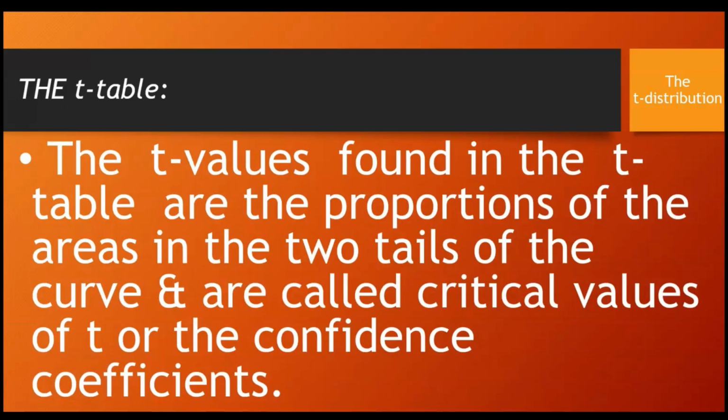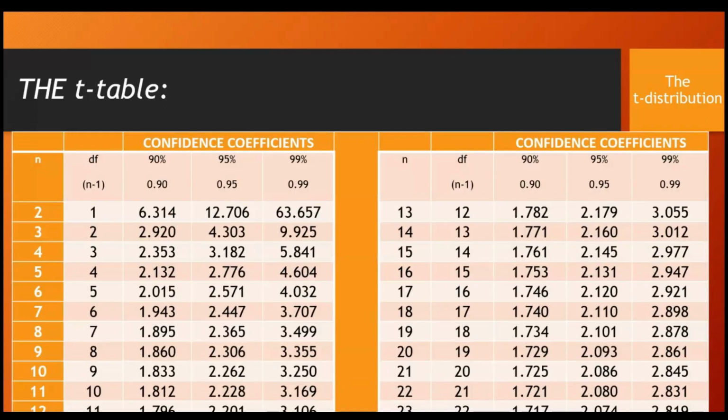If a normal distribution has a z-table, then the t-distribution has a t-table also. The t-values found in the t-table are the proportions of the areas in the two tails of the curve and are called critical values of t, or the confidence coefficients. These are the data you can find in that t-table.